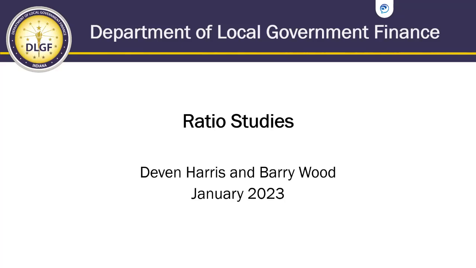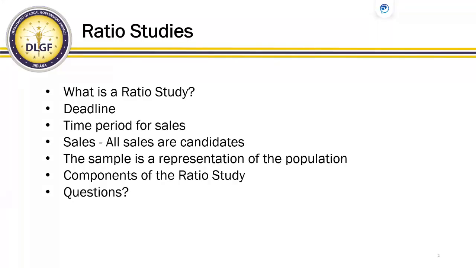So today, Devin and I will be presenting. I'm the Assessment Division Director for the Department of Local Government Finance, and Devin Harris is our statistician with the Assessment Division. He came over to us last March 1st from our Data Analysis Division, so this will be his first full year to go through the ratio study review and approval process. So we will be splitting up the presentation, going back and forth. You'll hear my voice, you'll hear Devin's voice. So without further ado, I'll turn it over to Devin and he'll start off and tell us what we're going to be learning about today. Devin?